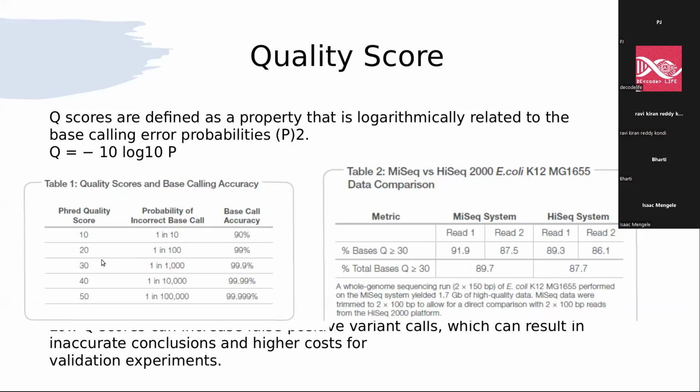If the Phred score is 20, then the accuracy is one wrong base call in 100 base pairs, so it's 99%. If the Q score is 30, then there is one wrong base call in 1000, so 99.9% accuracy. So here it shows how important the Phred score is in sequencing data. And here there is a comparison of two Illumina platforms, MiSeq and HiSeq: how much percent of bases they give above the good quality score of Q30. This is a very platform-specific table, so no need to go in depth.